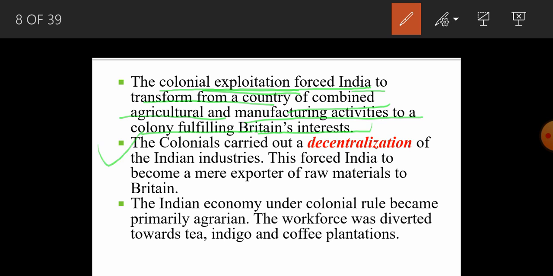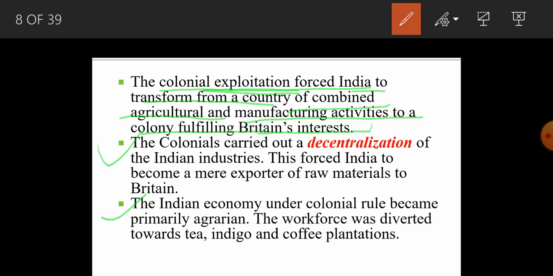Now the next point is the colonials carried out a decentralization of the Indian industries. This forced India to become a mere exporter of raw material to Britain. Decentralization means to focus on one particular area, and all your activities are somehow devoted to that particular area only. So they wanted India to become just a mere exporter of raw materials for Britain.